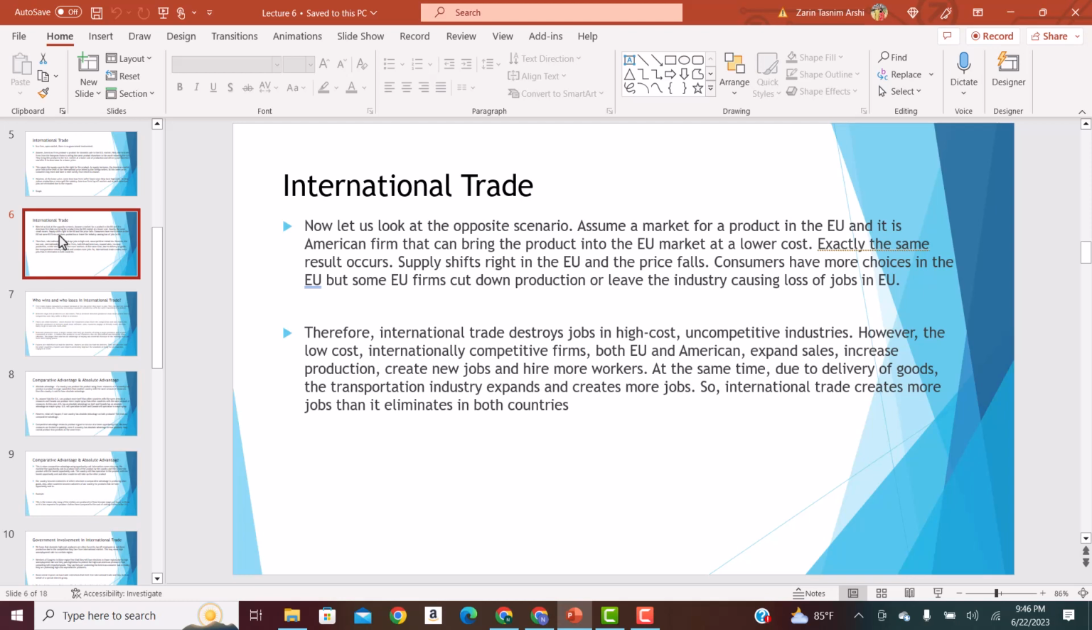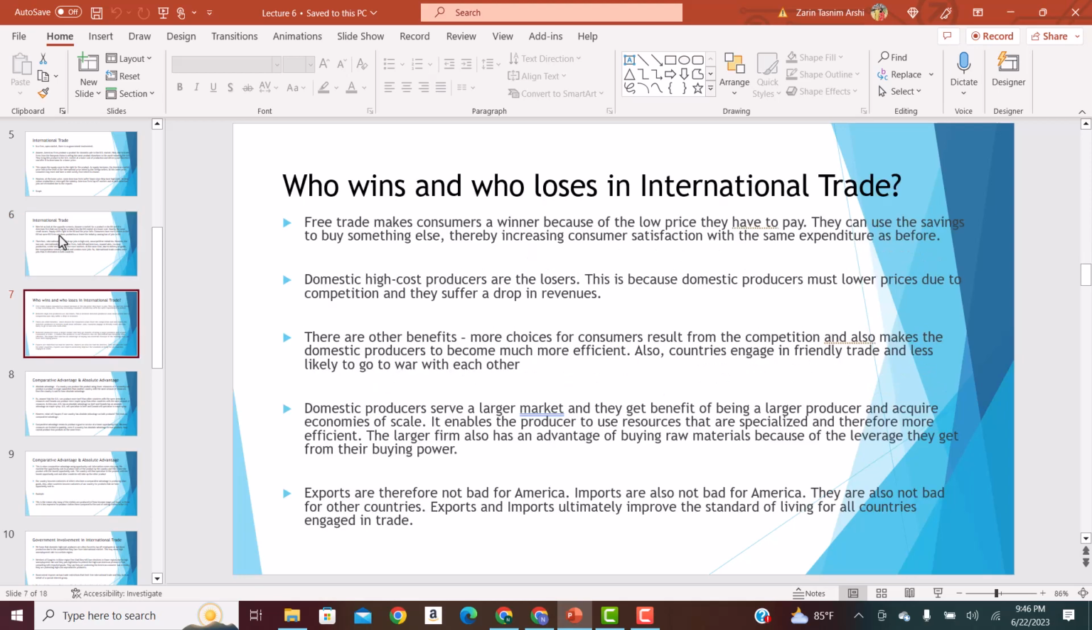So while we will be losing some inefficient jobs in uncompetitive industries, on the other hand, trade will create jobs in other industries such as transportation and delivery of goods, or even in those same industries, as production will go up. As a result, it creates more jobs than it eliminates in both countries. So if you balance it out, the benefit is greater than the cost. So who wins and who loses in international trade?